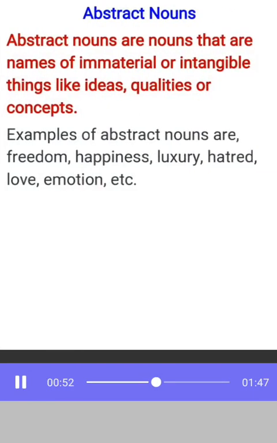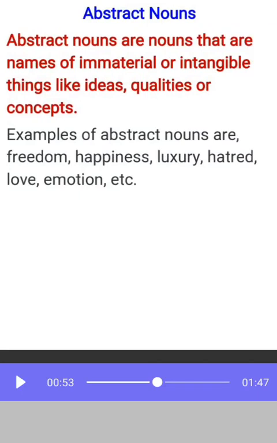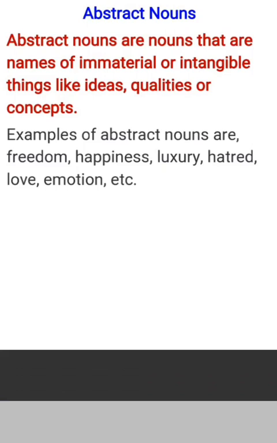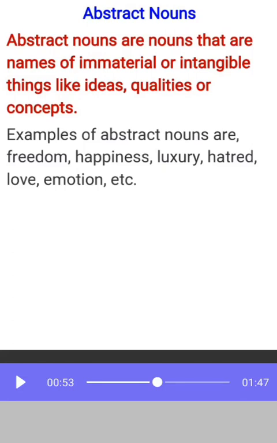Then we now come to abstract nouns. Abstract nouns are the opposites of concrete nouns. So abstract nouns are nouns that are names of immaterial or intangible things like ideas, qualities or concepts. Things that are not materials. Instead, they only exist in the form of qualities, ideas or maybe concepts. You don't see them as objects. They are not material. They are not tangible. So names of things like this are called abstract nouns.